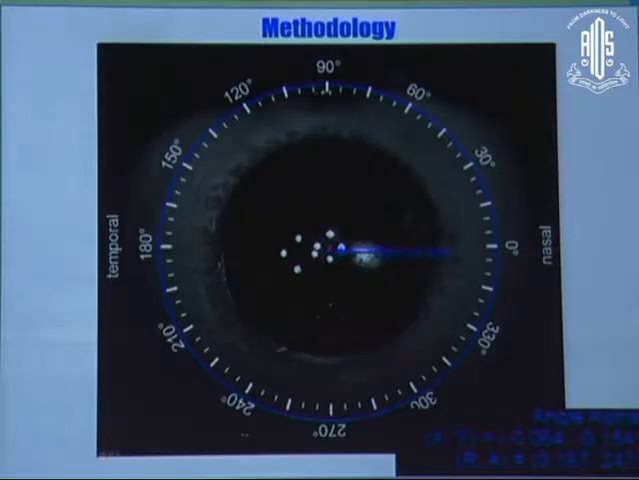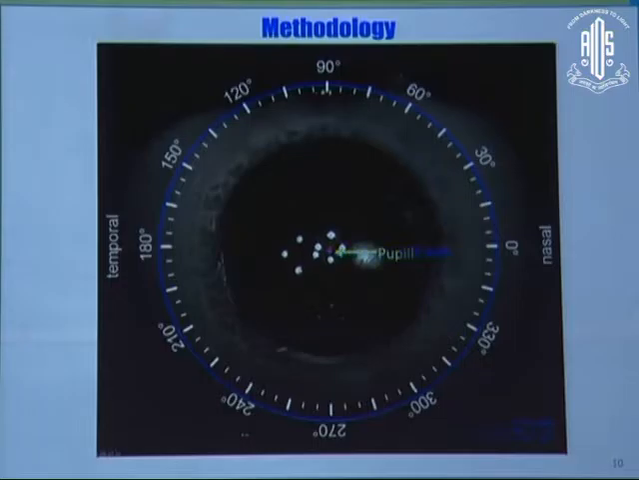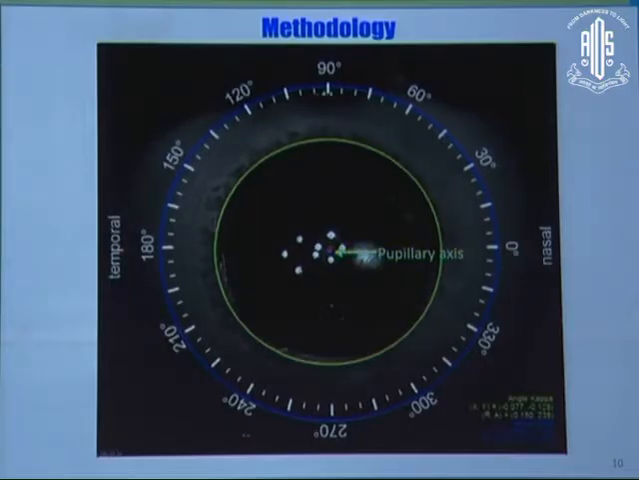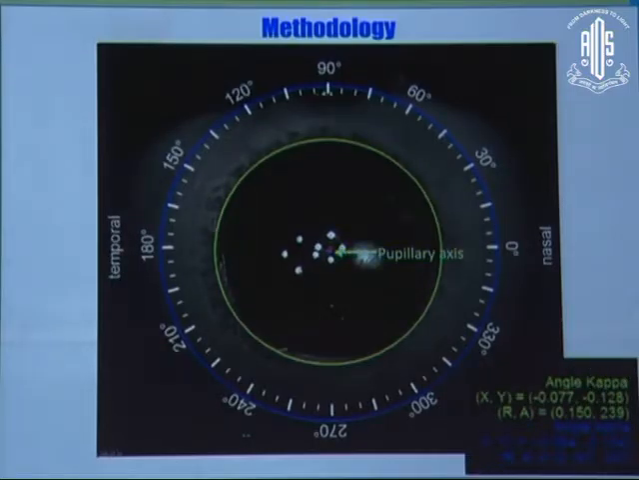But then further in my presentation, I would show you a couple of cases where preoperatively angle alpha and angle kappa both have been normal. Still, patients have come to us with unhappy visual outcome. Here we can also mark the pupillary axis and get the pupillary center and hence angle kappa.